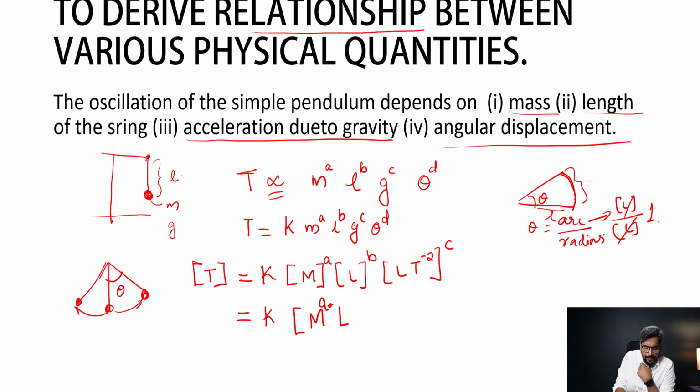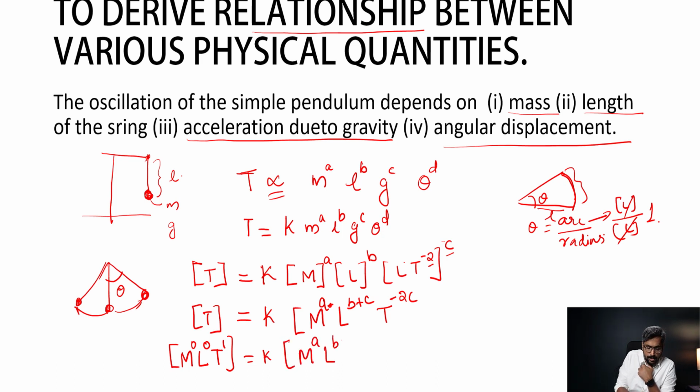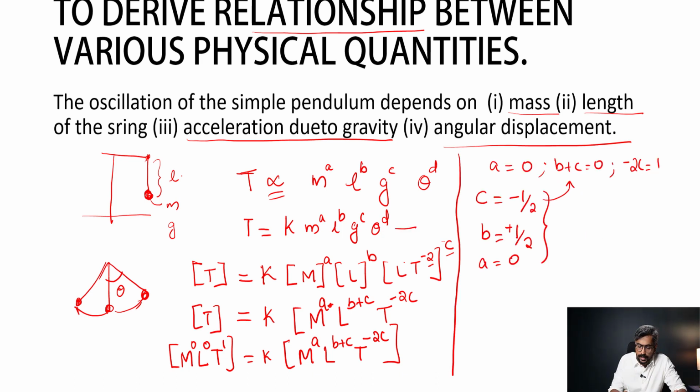So if I simplify, then definitely I'll get M raised to A, L raised to B plus C, and T raised to minus 2C, because the C is outside, so this minus 2C will be there. That is equal to T. This is the case, right? Now we are going to equate LHS and RHS. Theta is not in the picture, so that's the case there.